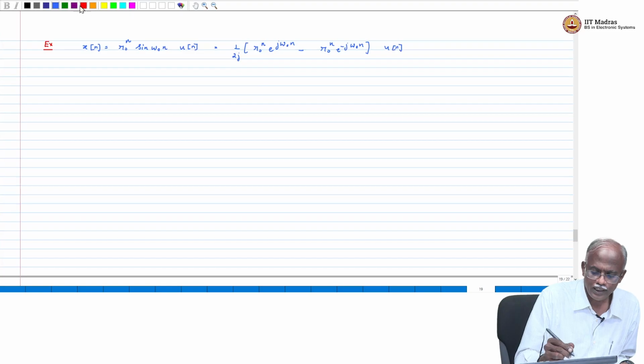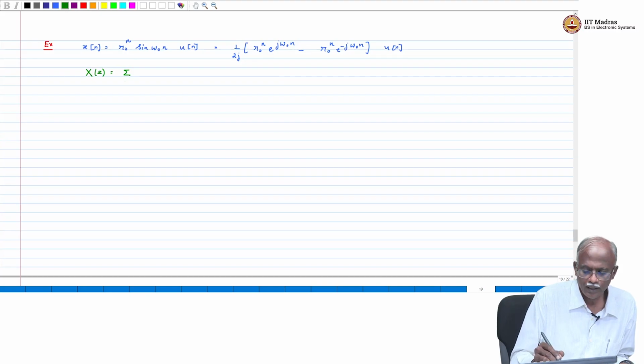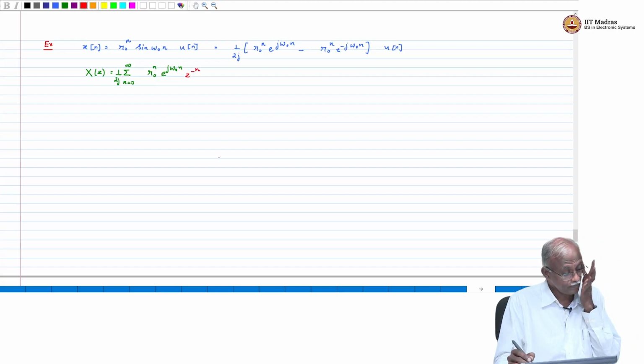So the corresponding Z transform will be summation n equal to 0 to infinity, that's because of u of n. There's a 1 over 2j outside. R naught power n e power j omega naught n z power minus n.